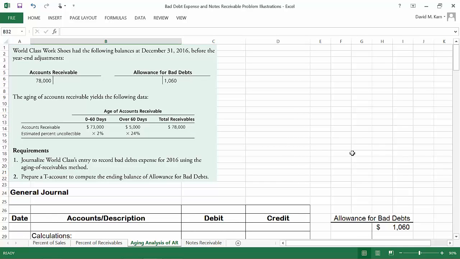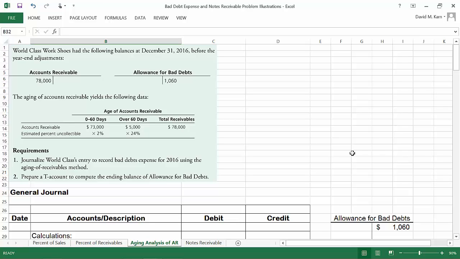Okay, let's look at an aging analysis of accounts receivable. I like this method because, unlike the first two methods that we looked at, we're really not factoring in the length of time that something has been either due or past due. So let's take a look at this and see how this works.